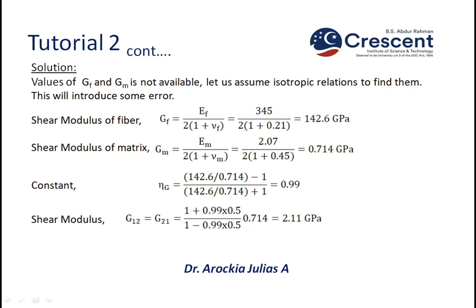Now substitute that into the shear modulus. So shear modulus G12 is also equal to G21. So for both the formula is 1 plus eta G into Vf divided by 1 minus eta G into Vf into Gm. So substituting the values, we are getting the shear modulus G12 and G21 as 2.11 GPa. So these are the methods to find the elastic properties for the discontinuous unidirectional fiber.